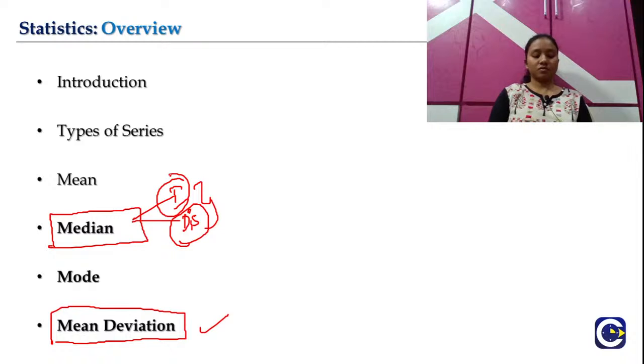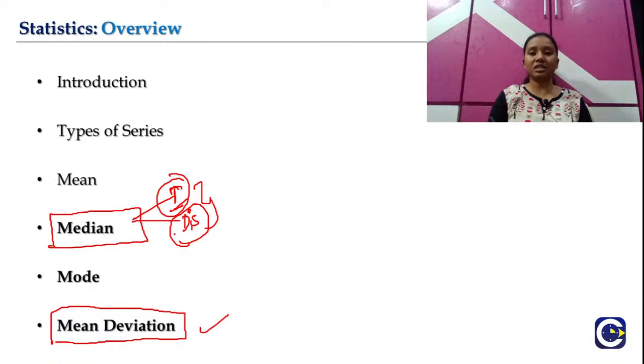Okay, so for the individual series, in order to find the median, first we have to arrange the given data either in increasing order or decreasing order. Then we have to pick the middle term. If we have an odd number of terms, then directly the middle number will be the median. If there is an even number of terms, then we will have two terms in the middle, and we have to take the average of those two. That will become the median of the given series.